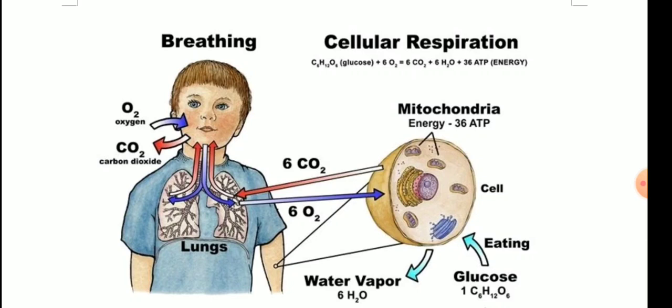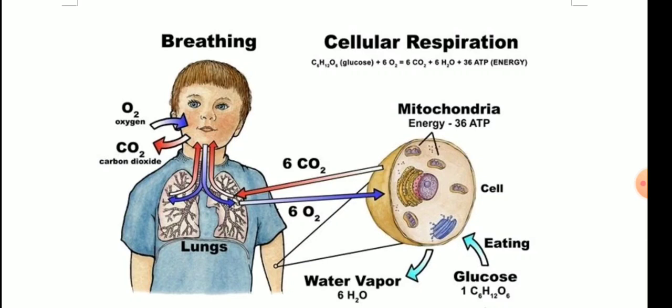I told you breathing is just inhalation and exhalation, whereas cellular respiration is the breaking of food with the help of oxygen. If it is in the presence of oxygen, it is aerobic respiration, and if it is in the absence of oxygen, then it is anaerobic respiration. I also told you when each takes place. In human beings, both types of respiration take place.